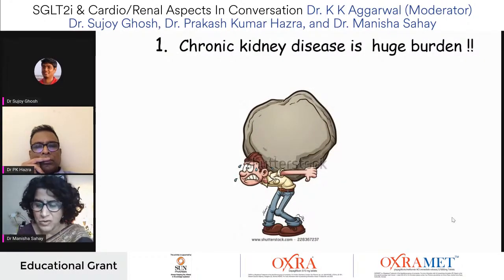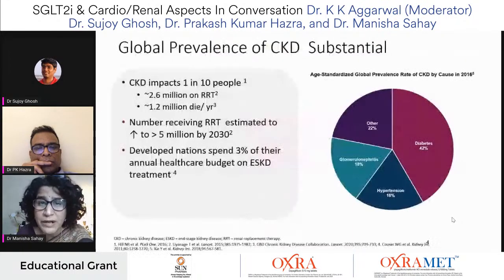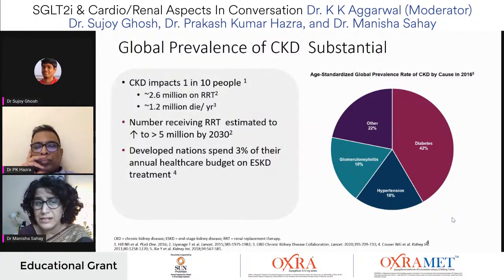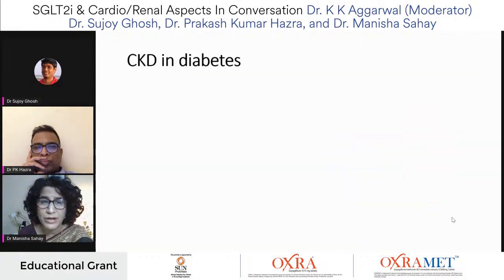So I'll be talking about the chronic kidney disease part and its relevance to SGLT2. We all know, as sir has already pointed out, CKD is a huge burden. And why do we say that? In the world, it impacts 1 in 10 people. That's a huge number, 10% of the world's population. And you can see that 5 million by 2030 will be on renal replacement therapy, dialysis or transplant. So this is just too much, 10% of the entire world's population.